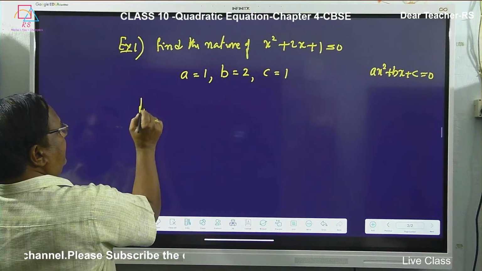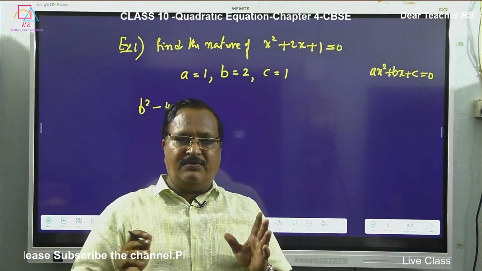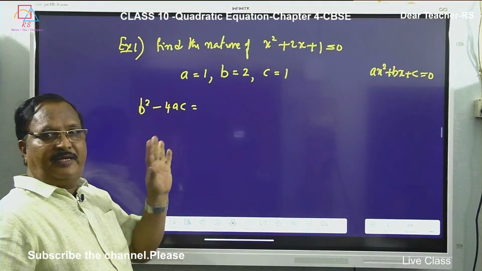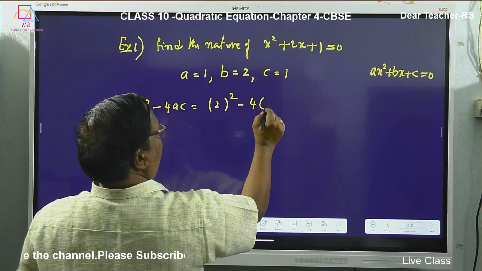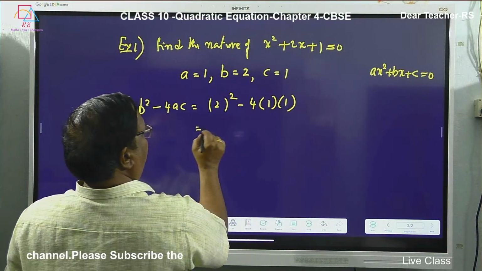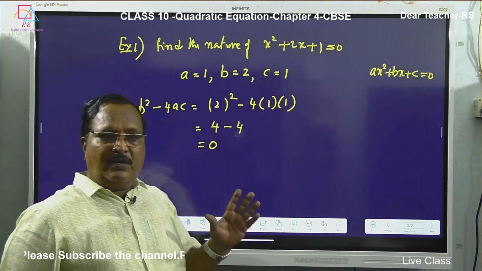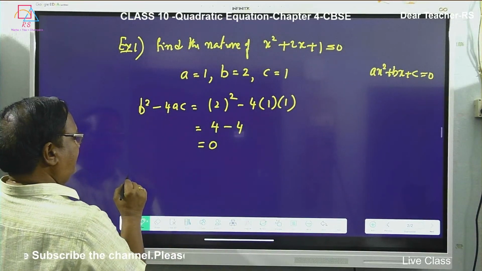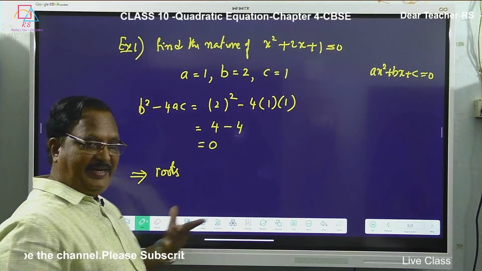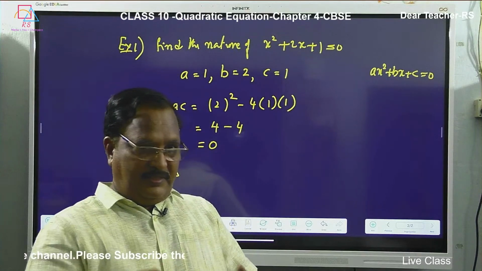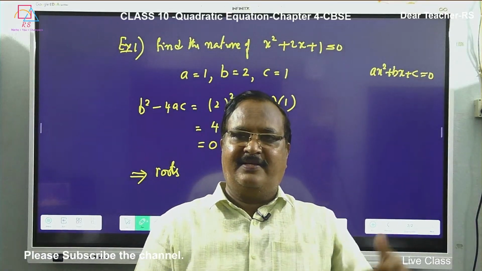Now let us find out b square minus 4ac. If you want to find the nature of the roots, you have to find the value of b square minus 4ac. So 2 whole square minus 4 into 1 into 1. So 4 minus 4, 0. So now we got b square minus 4ac is equal to 0. Then tell me what is the nature of the roots. I will wait for you. Check the conditions which I have given you. You should be writing all my things in brief.